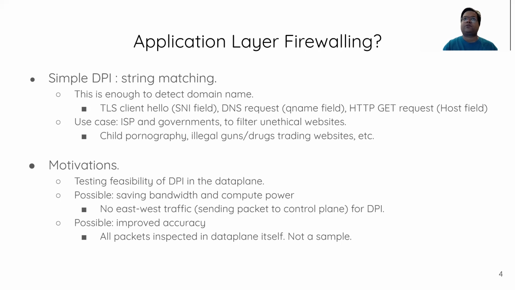For our work, we have chosen a basic string matching DPI case. This covers an important service of filtering based on domain name or URL information. This information is usually seen in TLS client hello, DNS request, and HTTP GET request packets of network traffic. Governments and ISPs use this DPI technique to prevent access to websites hosting some illegal content like child pornography or involving the selling of illegal drugs.